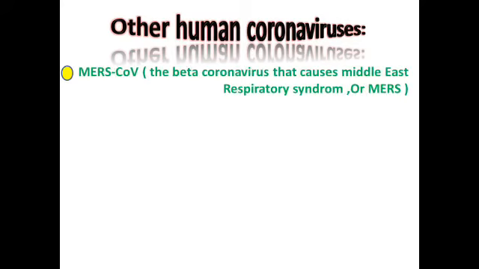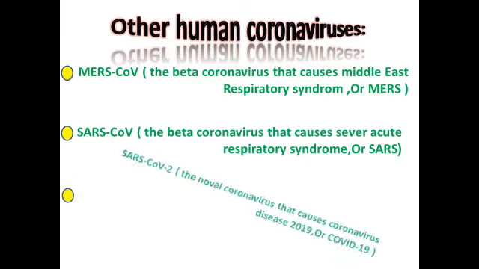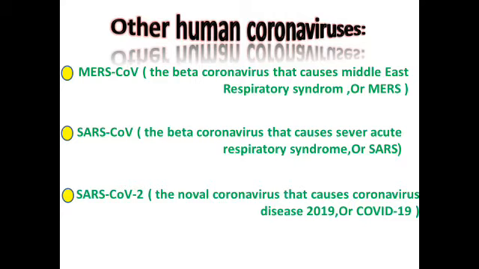Other human coronaviruses. First one, MERS coronavirus, the beta coronavirus that causes Middle East respiratory syndrome. So every letter means a word: M means Middle, E, East, R, respiratory, and S means syndrome. Second one, SARS coronavirus, the beta coronavirus that causes severe acute respiratory syndrome, or SARS. Third one, SARS coronavirus 2, the novel coronavirus that causes coronavirus disease 2019 or COVID-19.